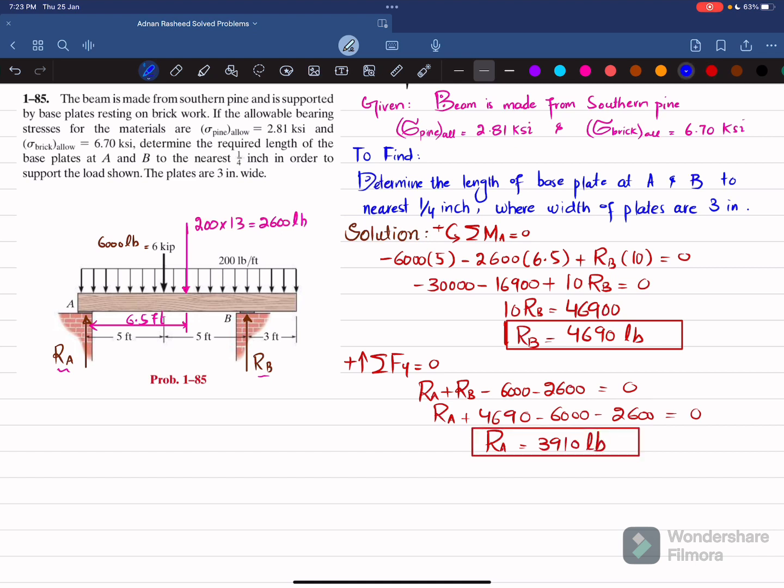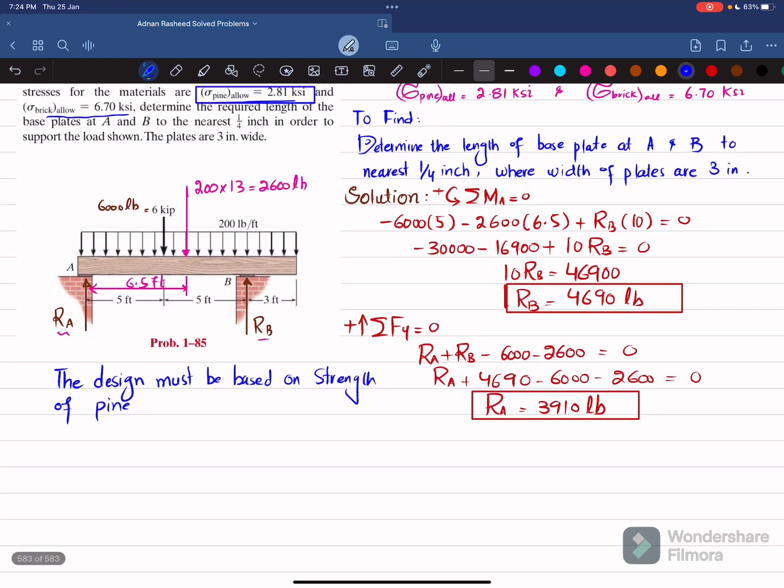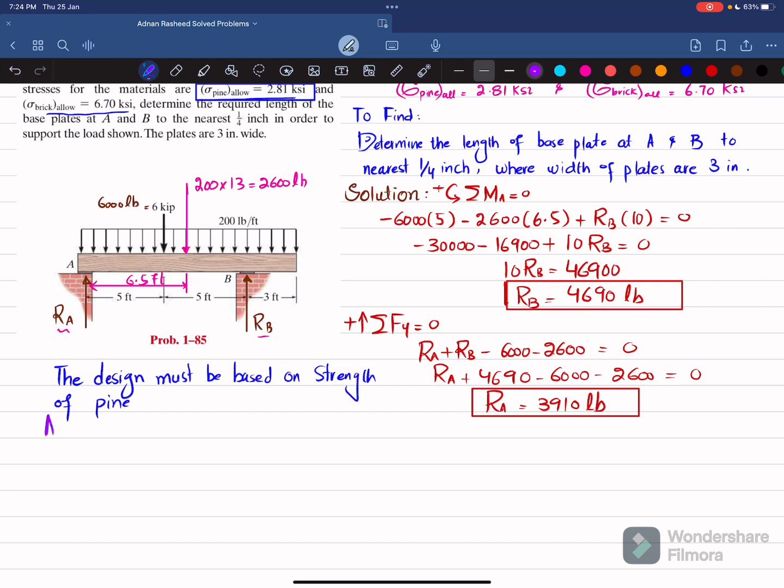So what we are going to do is design this base plate. What will be the parameters? The design must be based on the strength, and we will take the smallest strength, which is the strength of the pine. You have been given the allowable bearing stress of pine as well as of brick, so we will choose this value. Clear? At point A, first we will calculate for A.